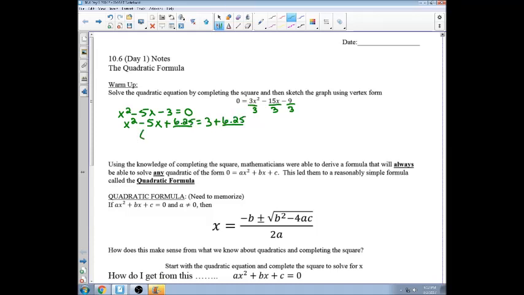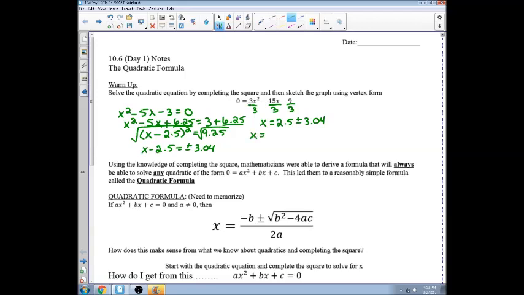Now I can factor. I will use x minus, because I take negative 5, divide by 2, that's going to get me 2.5 squared equals 3 plus 6.25, which is 9.25. If I square root all of that, I would end up with x minus 2.5 is equal to plus or minus 3.04. At this point, I need to add my 2.5 over to get my x by itself. So I'd have x equals 2.5 plus or minus 3.04.